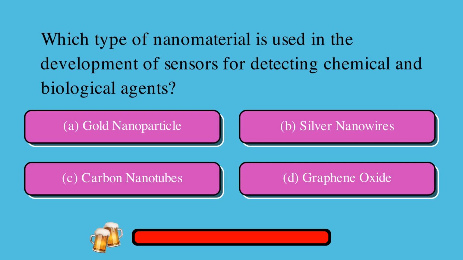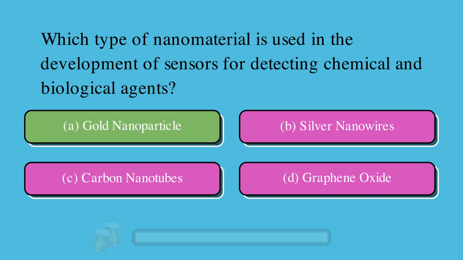Which type of nanomaterial is used in the development of sensors for detecting chemical and biological agents? Is it A. Gold nanoparticle, or B. Silver nanowires, or C. Carbon nanotubes, or D. Graphene oxide? The correct answer is A. Gold nanoparticle.